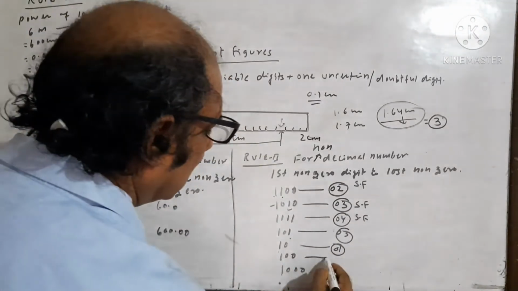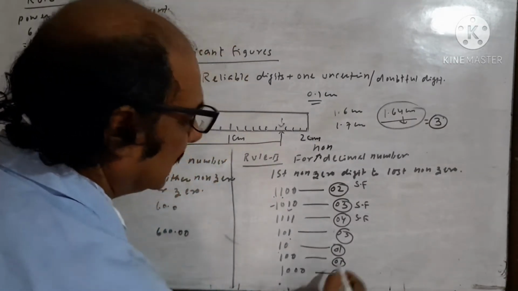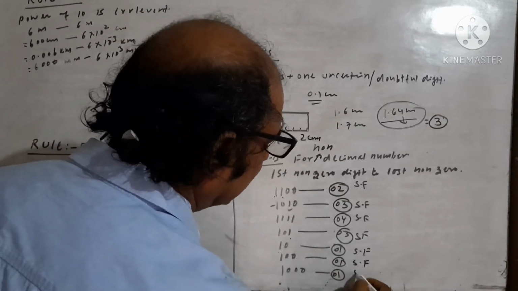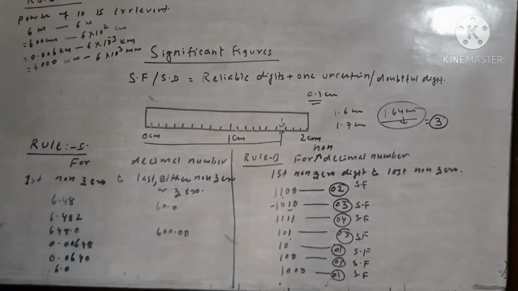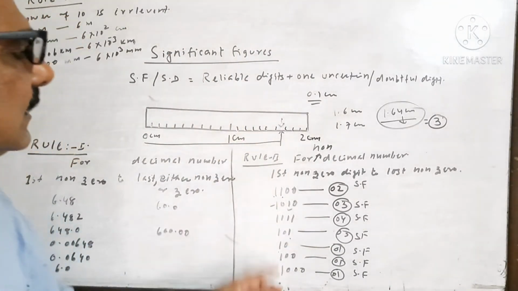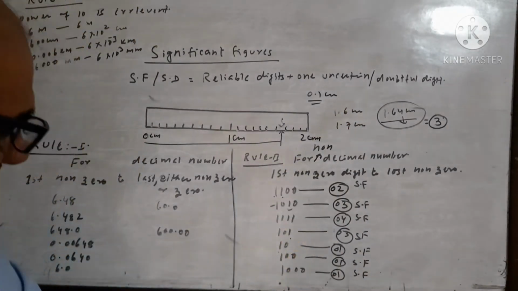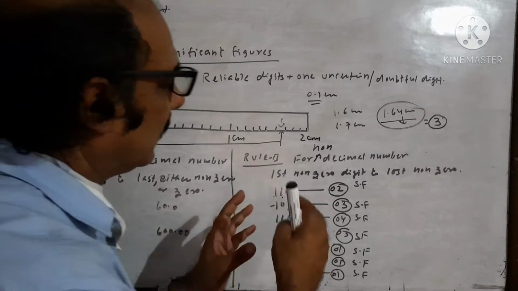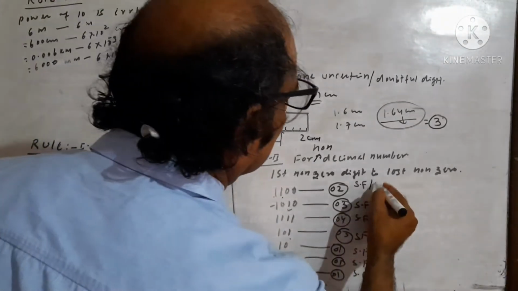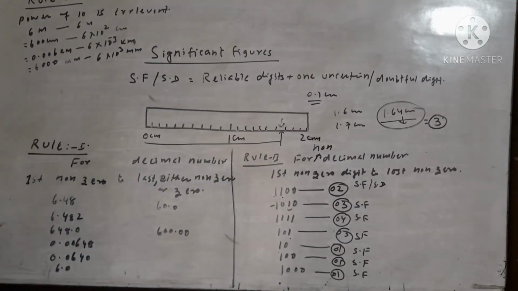Here is 1, and this also contains 1 significant digit. So significant figures, or significant digits, can be differentiated by simple rules. If there is no decimal in the number, then the first non-zero digit to the last non-zero digit decides the actual number of significant figures or significant digits.